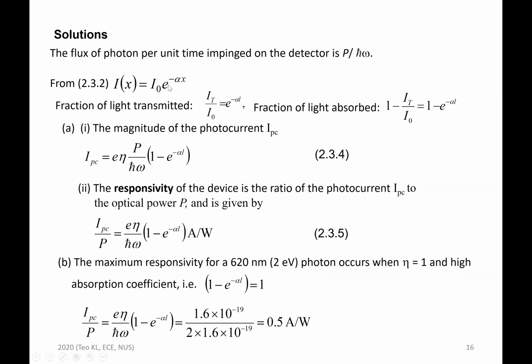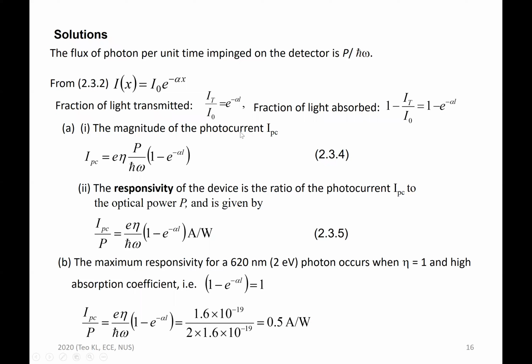Using this equation again, the fraction of light that gets transmitted, so I becomes I_T over I_0, equals e to the power minus αL, where L is the thickness of the sample. So the fraction of light transmitted will be of this factor. If this is the light that is transmitted and assume there is no reflection, then the fraction of light absorbed will be 1 minus this factor. So that gives you this.